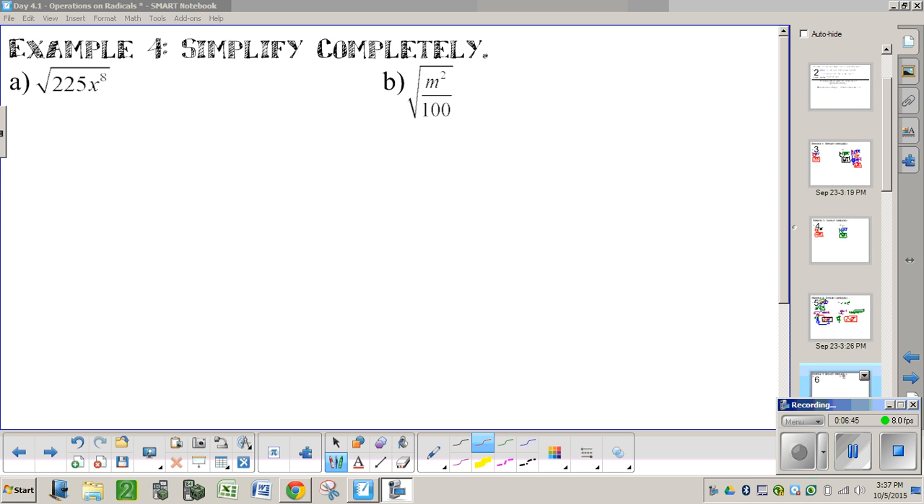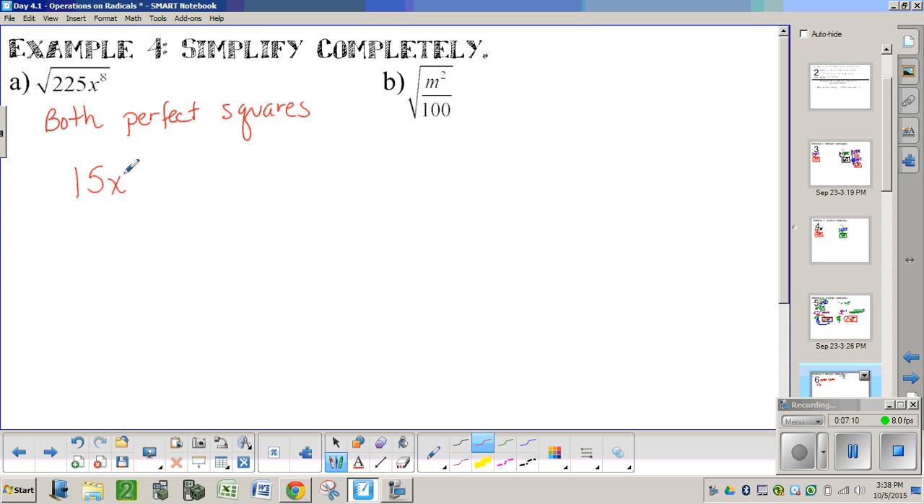All right, we've done numbers, we've done variables. Let's do numbers and variables all together. If you'll notice, 225 and x to the 8th are both perfect squares. So since both of these are perfect squares, this is going to be pretty easy to simplify. What's the square root of 225? Good job, 15. What's the square root of x to the 8th? Nice, x to the 4th. So if I simplify that, I just get 15 x to the 4th.